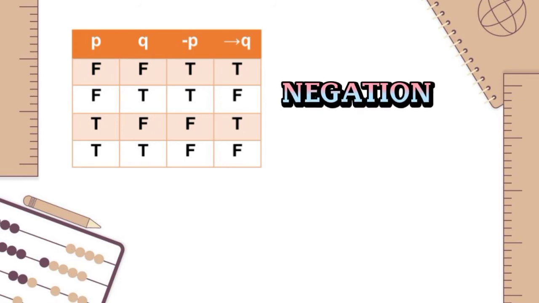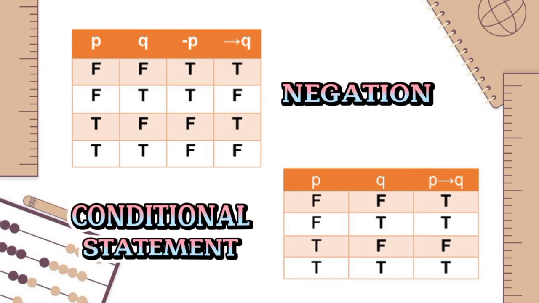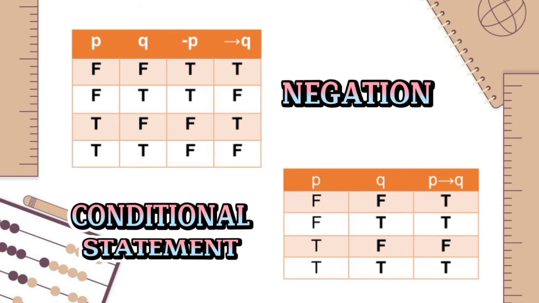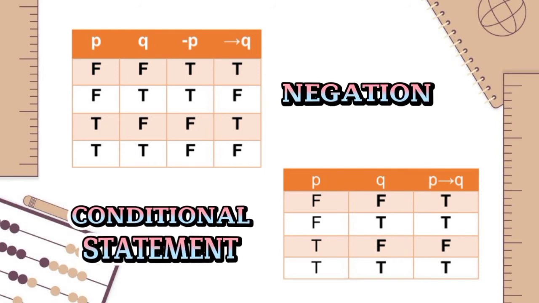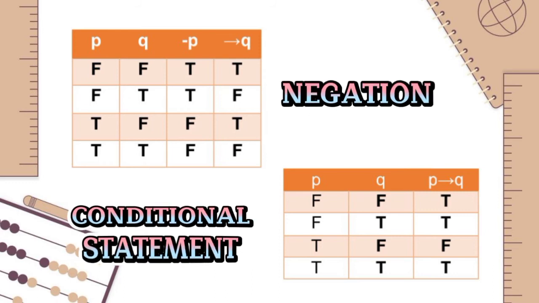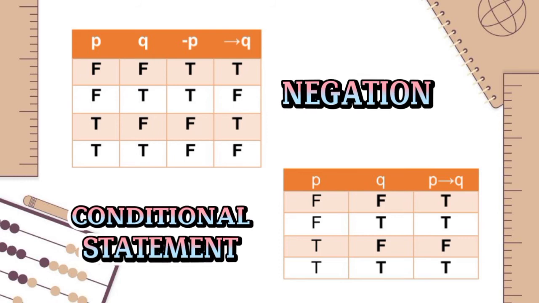Then the last one is the conditional statement. We have three columns. If we talk about the conditional statement, it is false only when P is true and Q is false. So the first row: the P is false, then the Q is false. Therefore, the conditional statement is true.